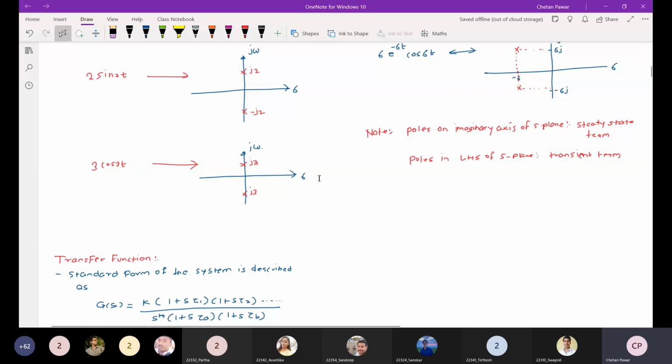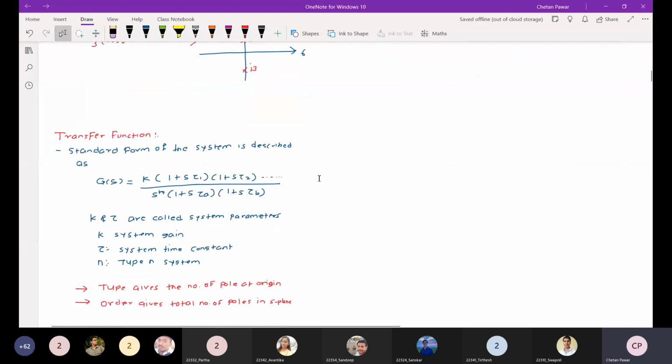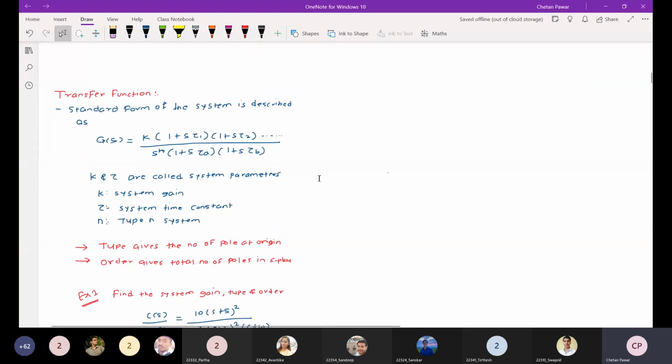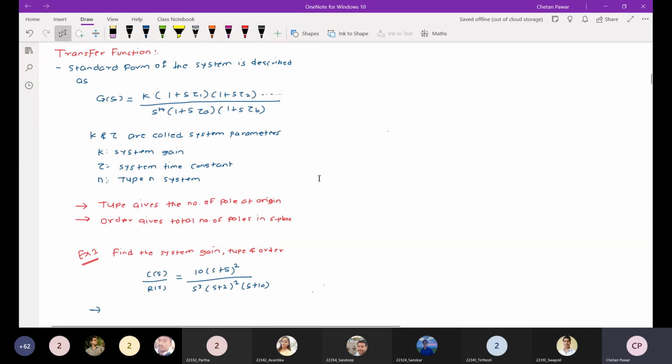Okay, so let us see some basics before going into the analysis of first order system and second order system. As we have studied what is meant by transfer function, here you can see the standard form of transfer function in terms of time constant form. It is also called a time constant form.